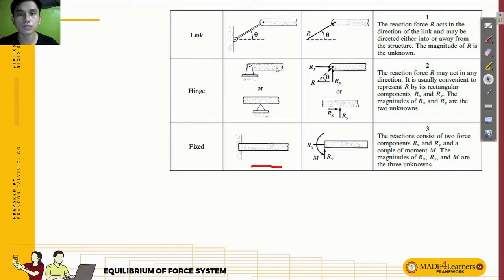Okay, so let's go with the hinge. The hinge symbol is either this one or a triangle. The reaction at the hinge has two components.